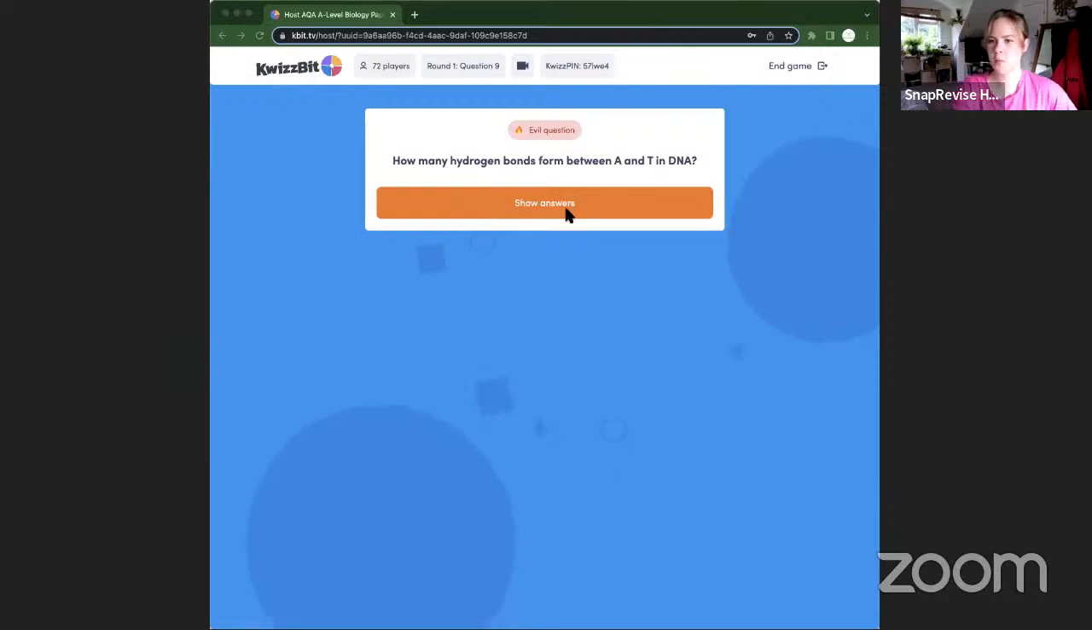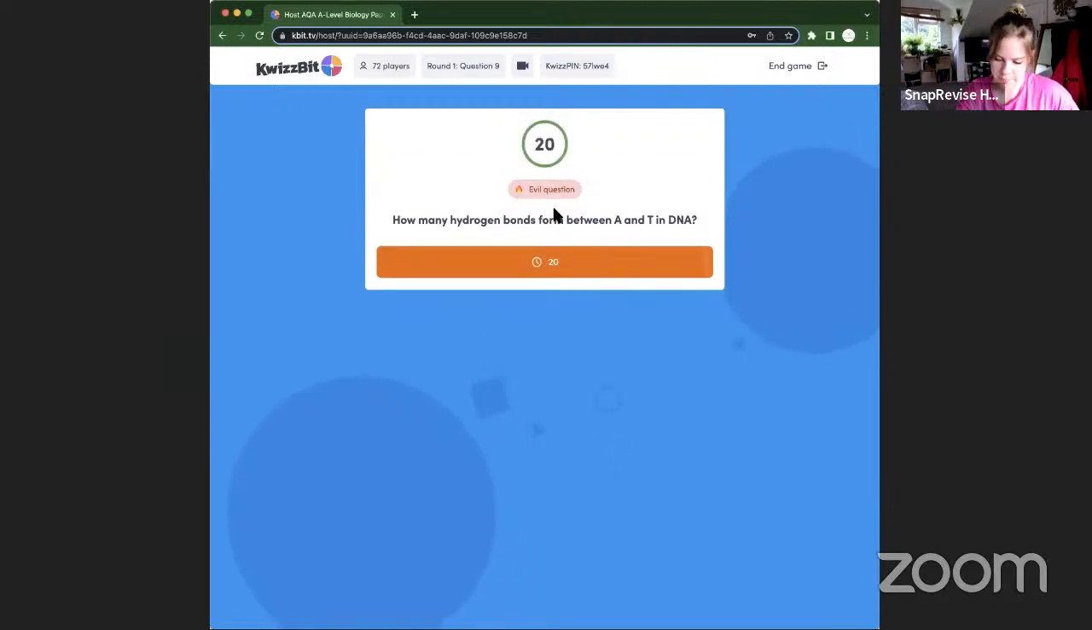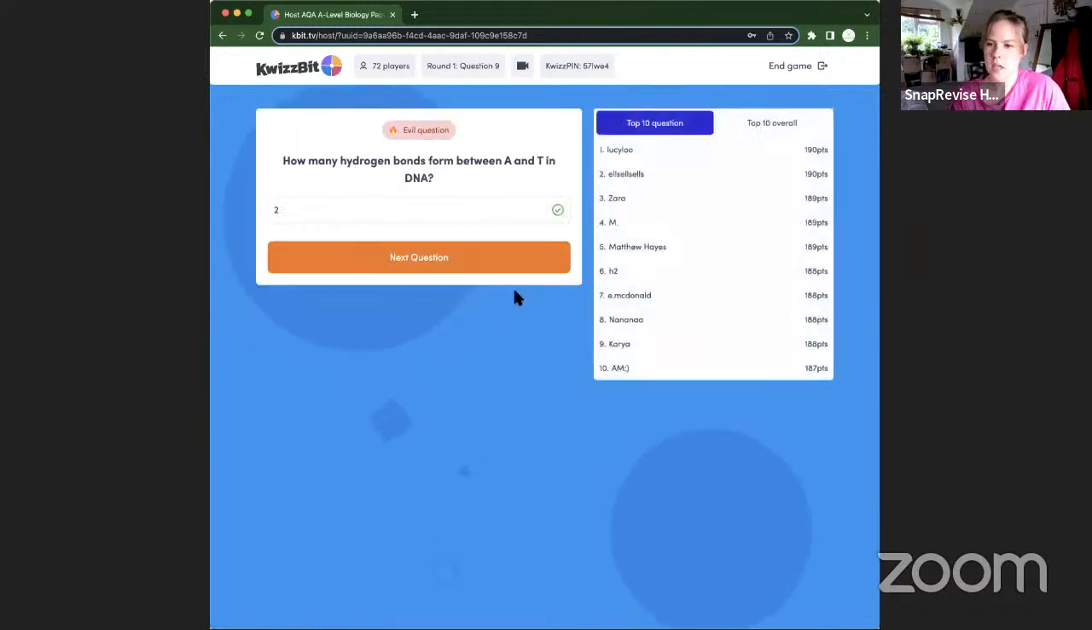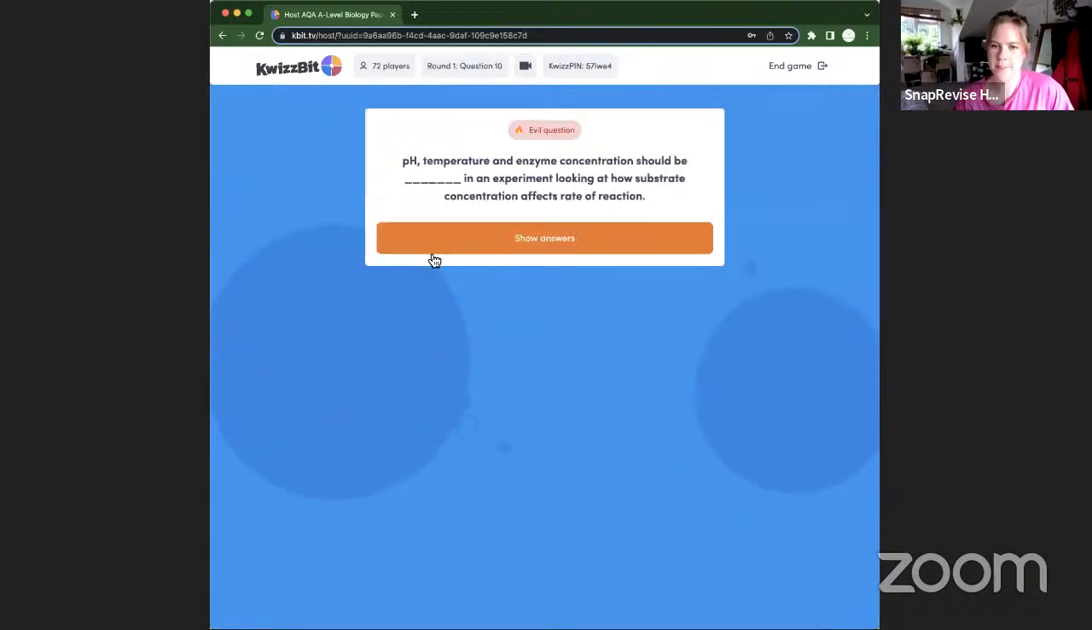Okay, how many hydrogen bonds form between A and T in DNA? Don't worry if you didn't understand that last one. I changed it earlier, but it did not update. Okay, 2 hydrogen bonds. So these A and T are a base pair, and the shapes of them are complementary so that they can form 2 hydrogen bonds to make a pair.